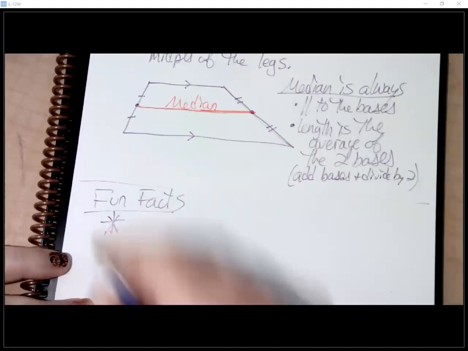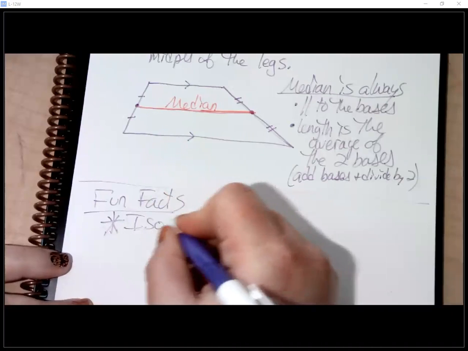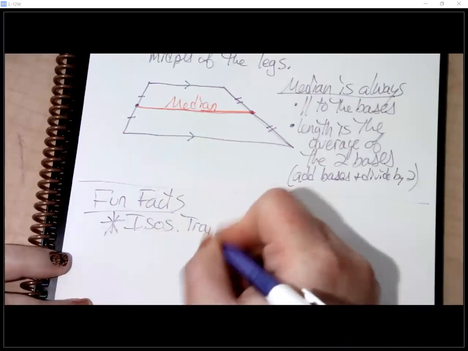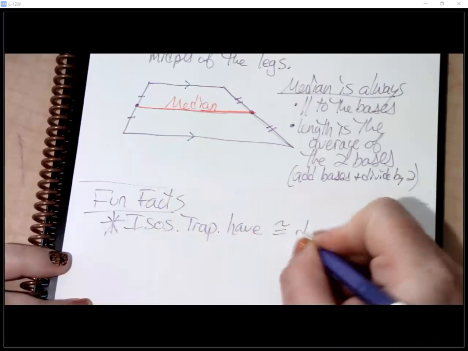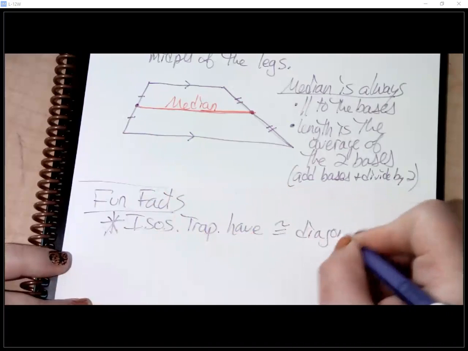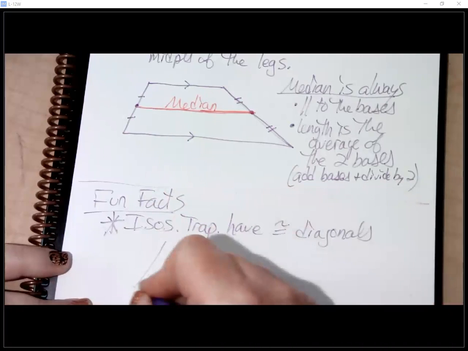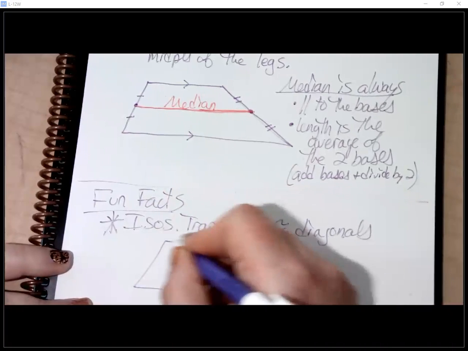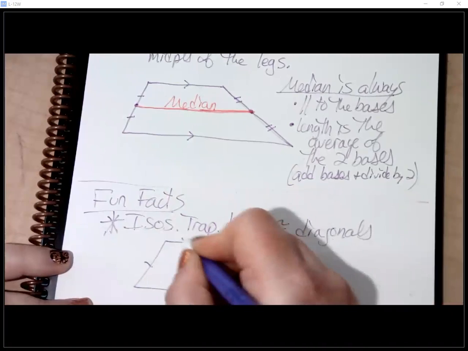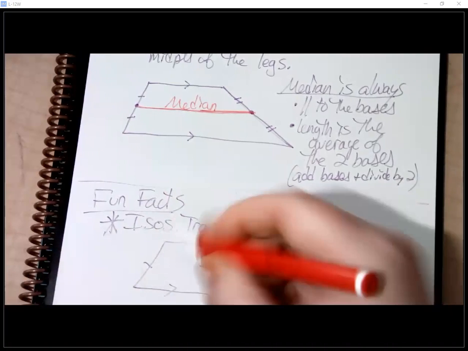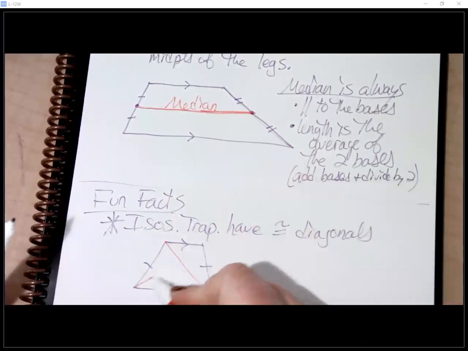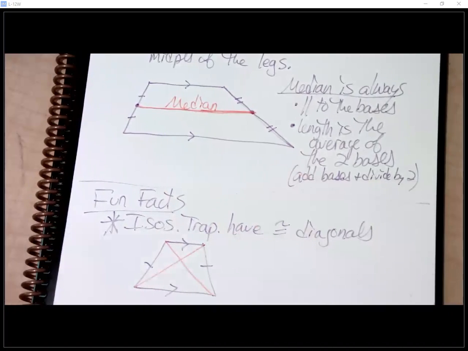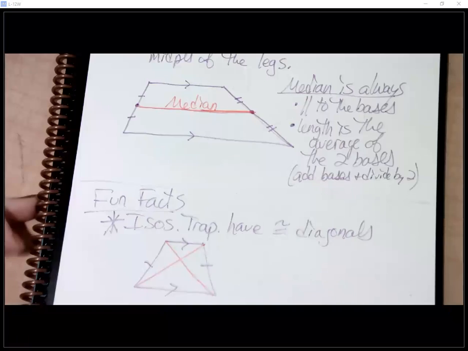Isosceles trapezoids have congruent diagonals. Which makes sense, right? If you draw it out, it makes sense that if these are the same, the distance from here to here would be the same as the distance from here to here. Okay, so I've got that.